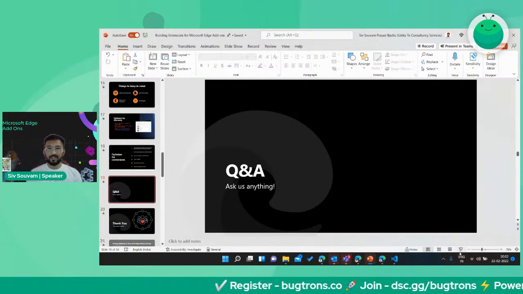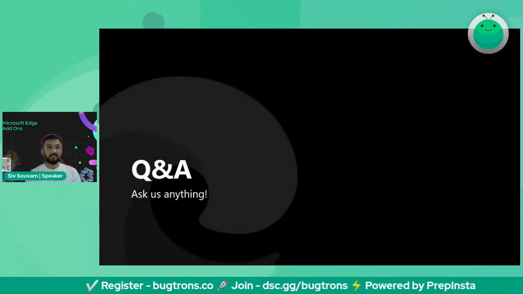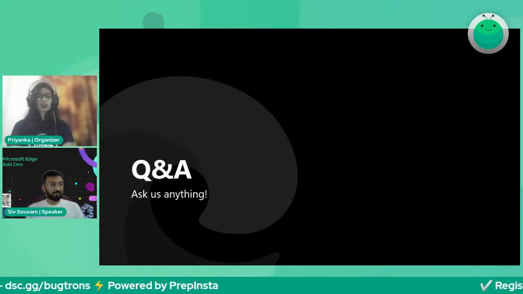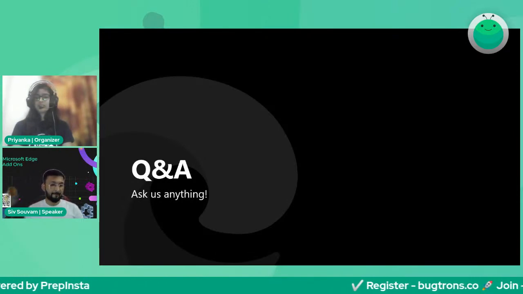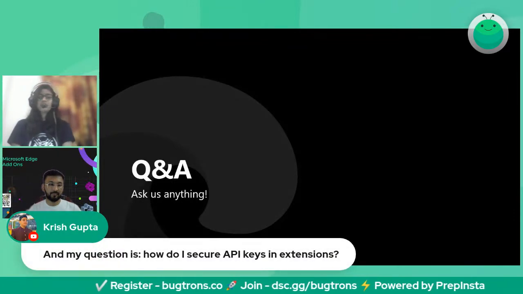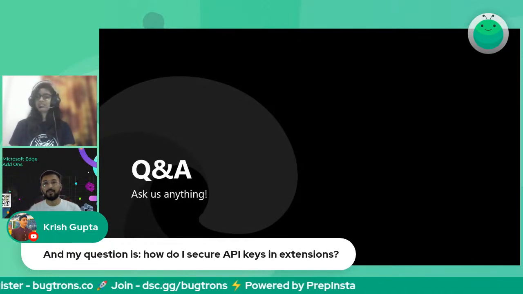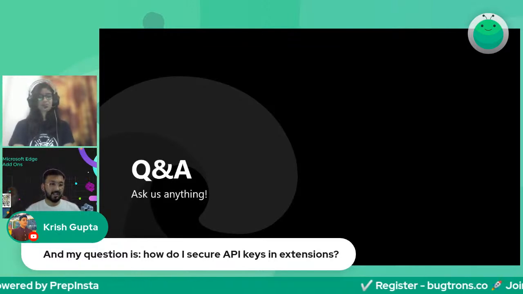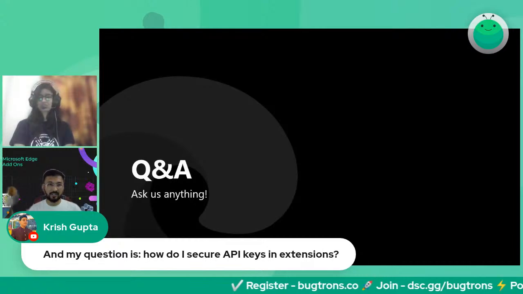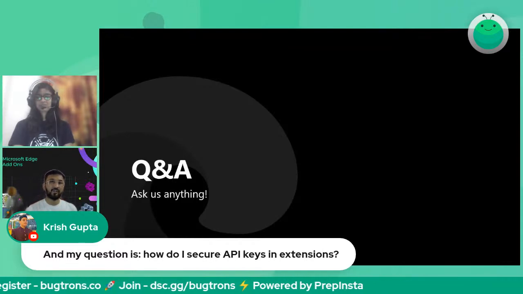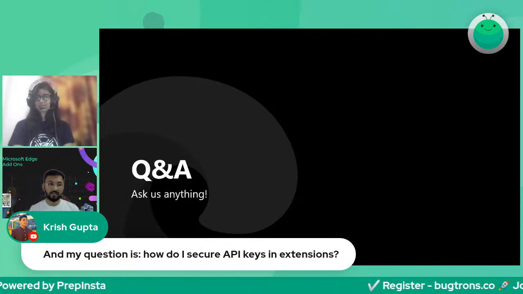If you're having any questions, I'd love to listen and solve them. Yes, I think we have one question from Krish: how do I secure API keys in extensions? Oh damn, it's too techy. So Krish, you can reach out to me. I'll share my email, or you can reach out to me over LinkedIn or Twitter. You can find me with Shiv Souvam, and I'll help you out with that. Don't worry about that.